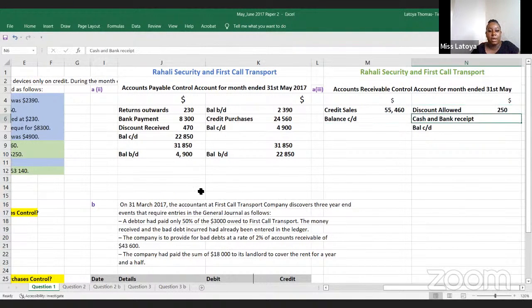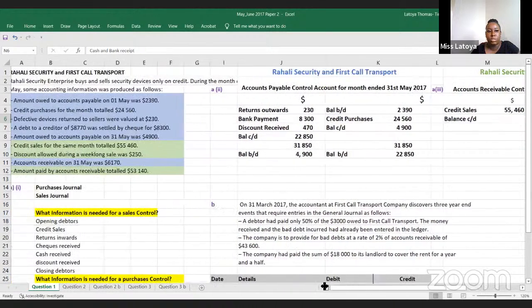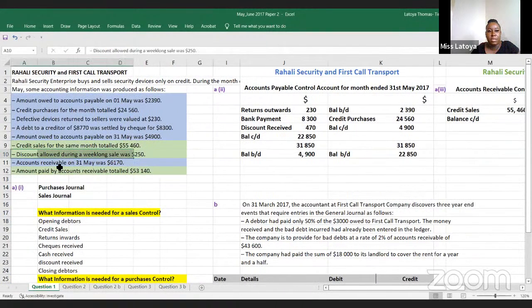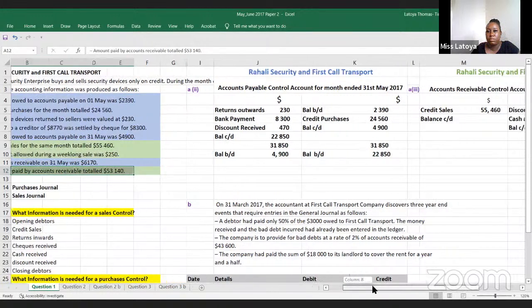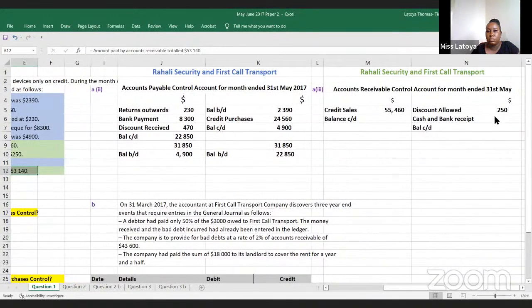The cash and bank receipts, the total was 53,140. Again, the question is right here. This is where I'm getting my answers. 53,140. It's coming here. 140, nice.